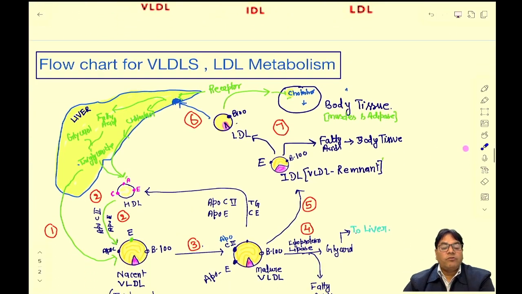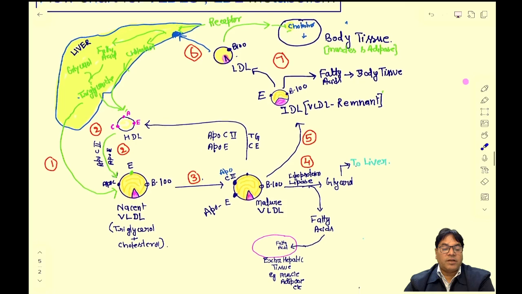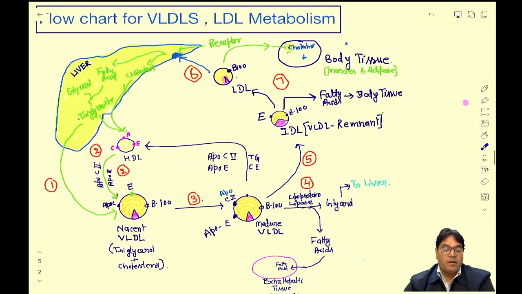Now, flow chart of VLDL and LDL metabolism. If we look into this flow chart again, so we'll start with this number 1. Initially the nascent VLDL phospholipid is formed, which has central triglycerides and cholesterol in the center, and the periphery has certain proteins in it. So the nascent VLDL or initial VLDLs are being formed from the liver.